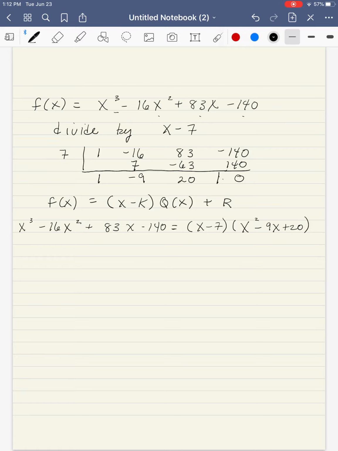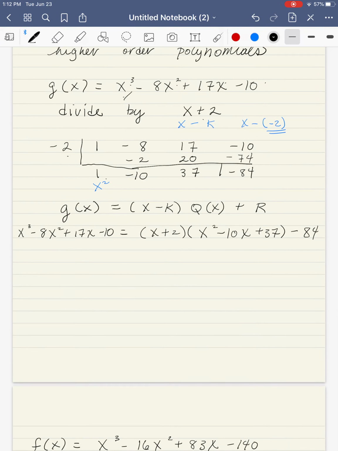Okay, so that's practicing using synthetic division, getting a quotient. Now we're going to look at some different things that we can do with this same synthetic division. The first thing we're going to do is find a function value. And I'm going to find the function value at, or g of, negative 2. And notice that the negative 2 here is the same as what I have out here, negative 2.